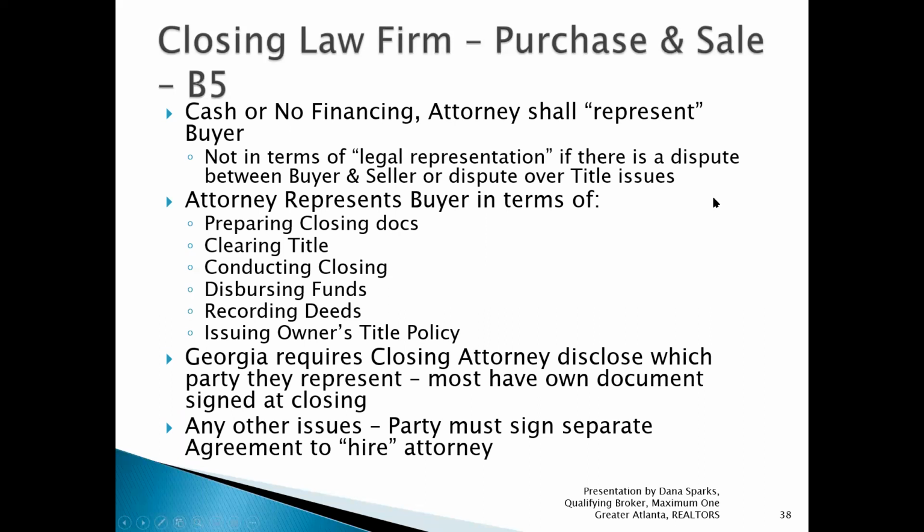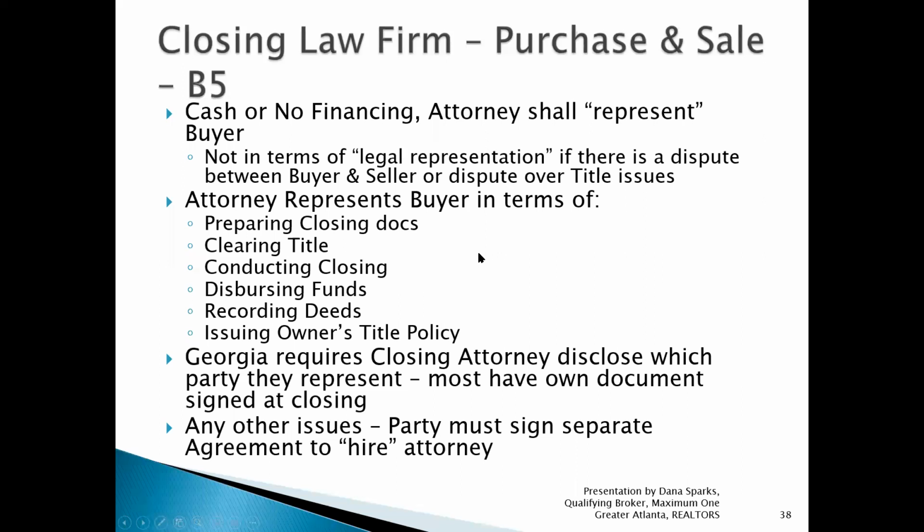I don't know of any attorney that will represent the public for free, especially if there's a contract issue or a dispute over money. So when the contract says represent the buyer, this is what it specifically means.